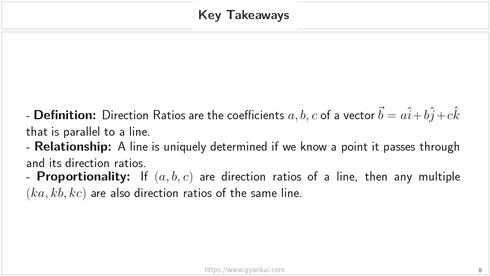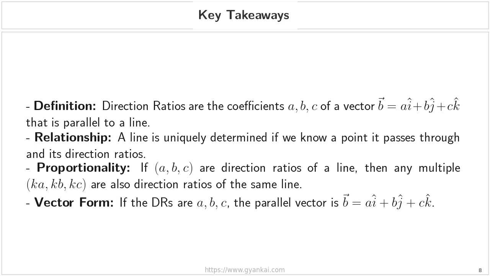Third, keep the concept of proportionality in mind. As we saw in our drone analogy and our step-by-step example, direction ratios are not unique. If a, b and c are direction ratios for a line, then any multiple, which we can write as ka, kb, and kc, where k is any non-zero constant, will represent the exact same direction. Finally, remember the direct link to vector form. If you are given the direction ratios a, b, and c, you can immediately write down the parallel vector as b equals a i hat plus b j hat plus c k hat.